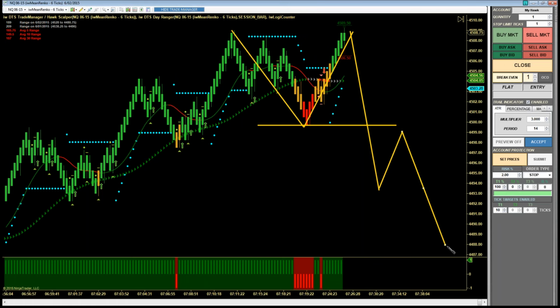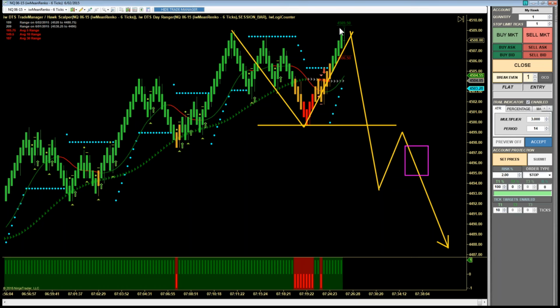This is move number 1. We know there's going to be move number 2 lower. So we're going to look for a signal somewhere around here. This will be our high probability signal, because all the pieces of the puzzle will be in place.